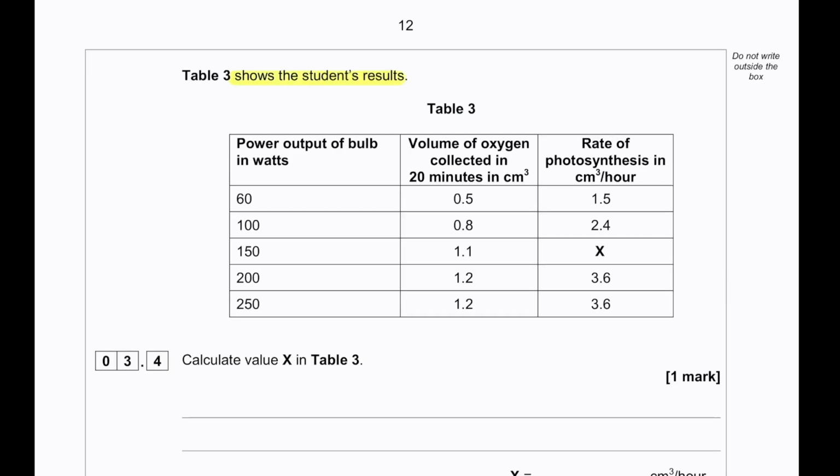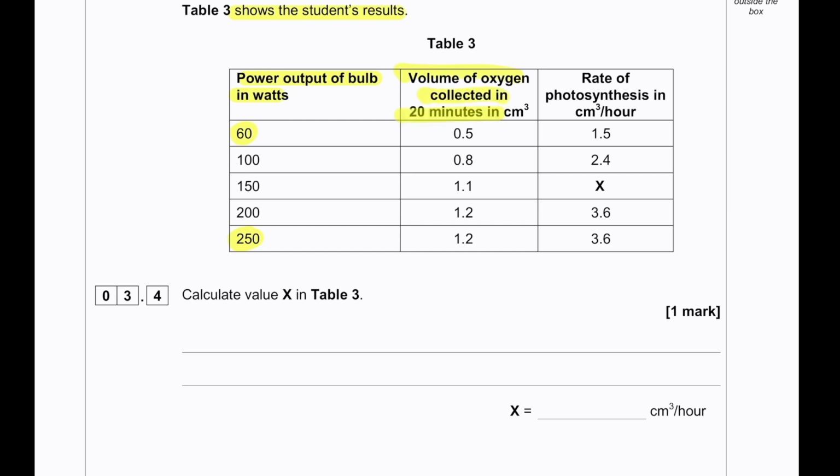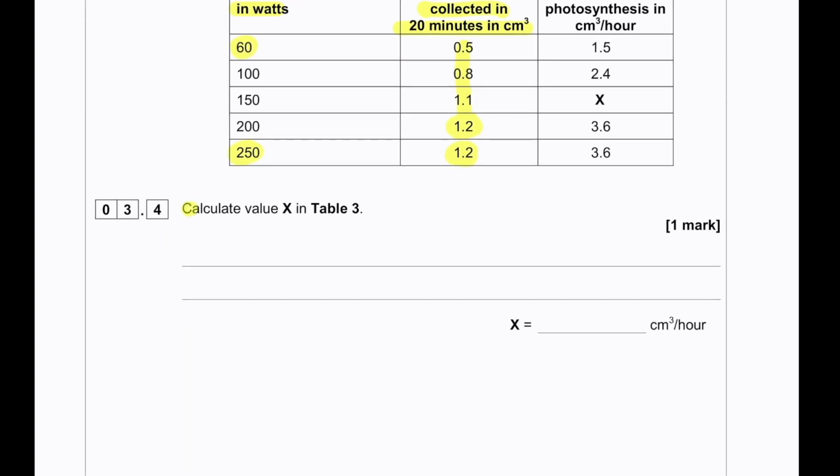Table 3 shows the student's result. Power output of bulb in watts from 60 to 250 is used, and we can see the volume of oxygen collected in 20 minutes. We can see up to 100, and after 200 power output, the rate of the volume of oxygen collected in 20 minutes increases. However, from 200 to 250, the volume of oxygen collected does not increase any further. So the rate doesn't increase any further, and we are asked to calculate the value of X in table 3.